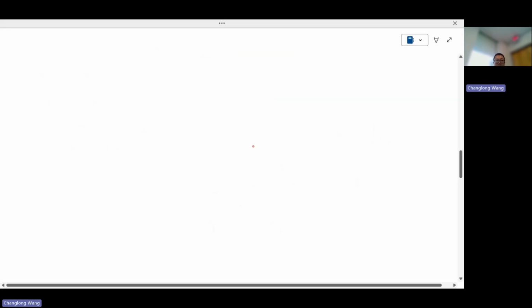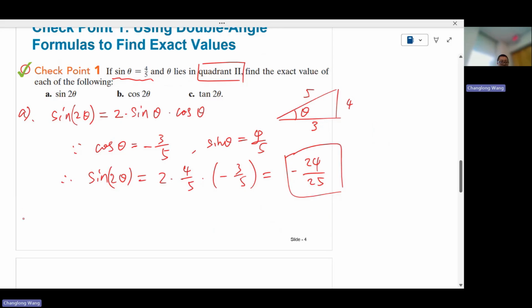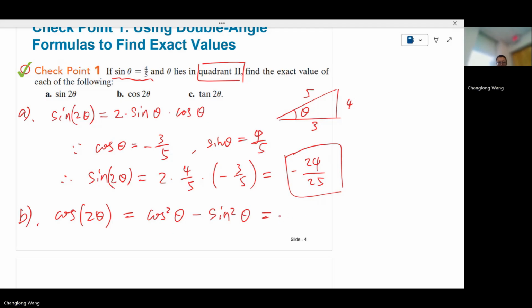Okay. Now letter B. I'll write down the formula for you guys since you just learned it, and you've figured out the substitution and some basic algebra. Cosine 2 theta is cosine squared theta minus sine squared theta. Go ahead and substitute the things we know about sine theta and cosine theta, and tell me how much that is equal to.